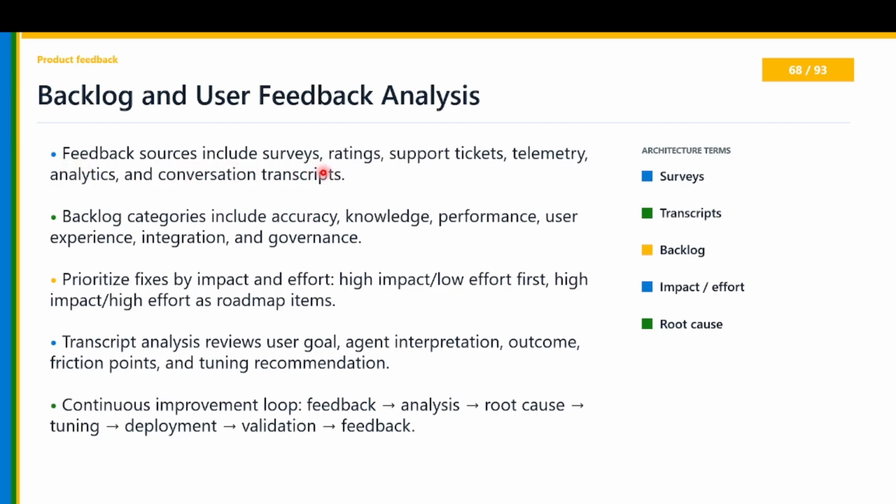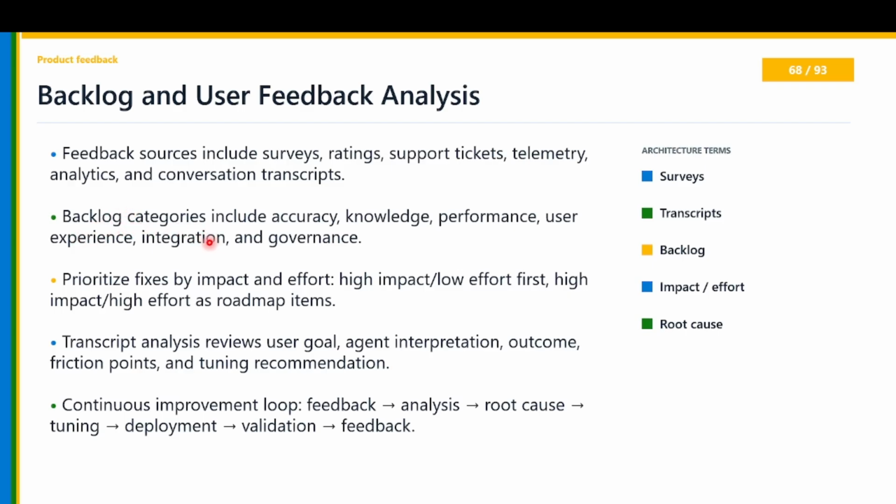Feedback sources include surveys, ratings, support tickets, telemetry, analytics, and conversation transcripts, as we have discussed in the architecture terms. So these are feedback sources that you can use. Take note of all this, and use any of them that is easy for you. You can easily use Microsoft Forms to get surveys, ratings, and support tickets. You can use telemetry and Application Insights from all the tools that we have discussed under monitoring tools. You can use analytics from a Power BI dashboard. You can use conversation transcripts from the agent database itself.